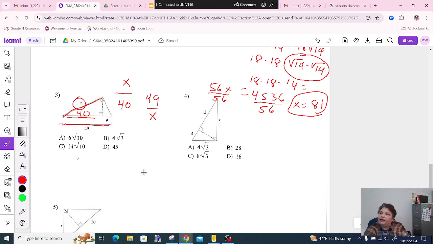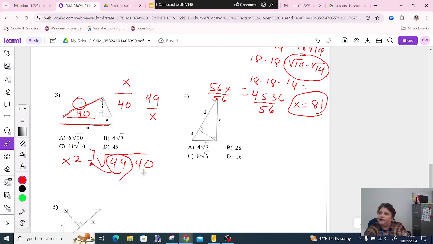So I get x squared equals. Now I'm going to be smarter than the average student. I'm going to keep it like this because I know that the square root of 49 is what? 7. So this, when it comes out, would be 7.